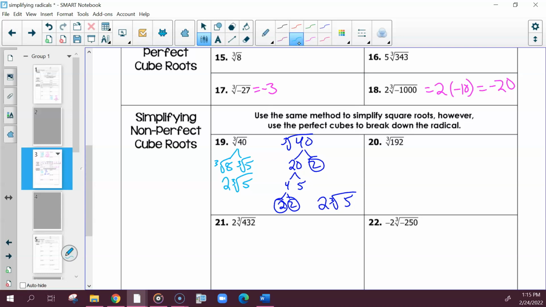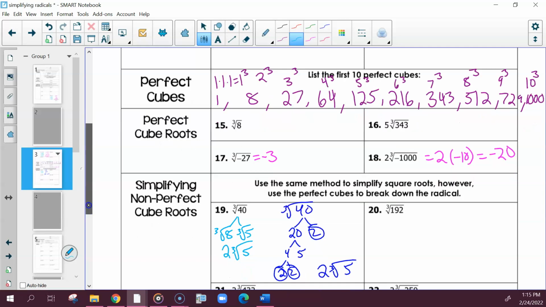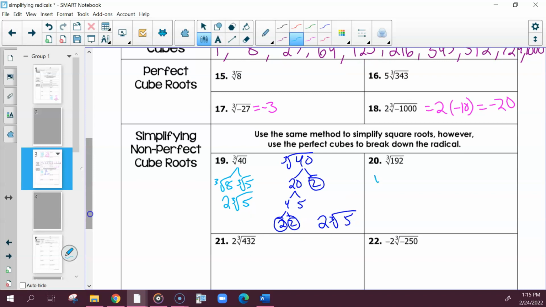192 is not one of our perfect cubes, so we can start dividing. 125 is too close to 192, so that wouldn't work. Let's try 64. So I'm just doing this in my calculator. 192 divided by 64, that gives us 3, so that works. So we can do the cube root of 64 and the cube root of 3. The cube root of 64 is 4, and then the cube root of 3 would not simplify. So that would be our final answer.